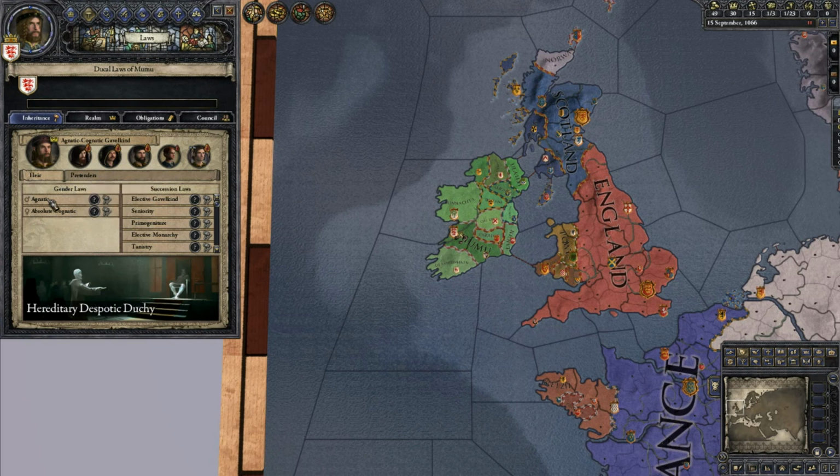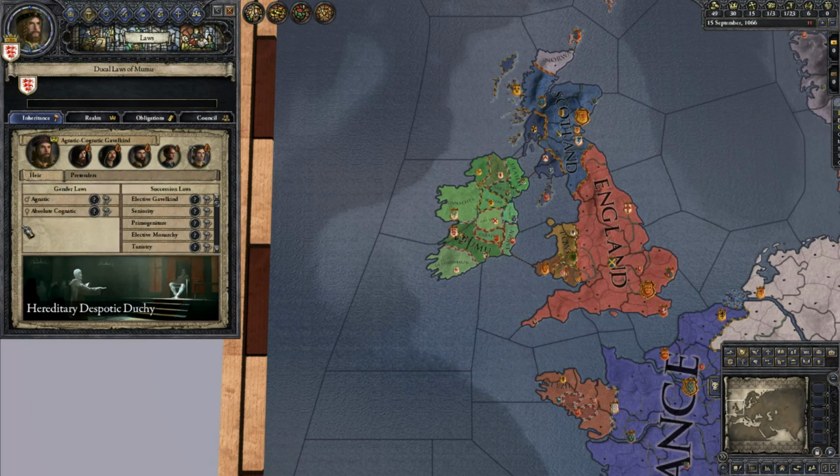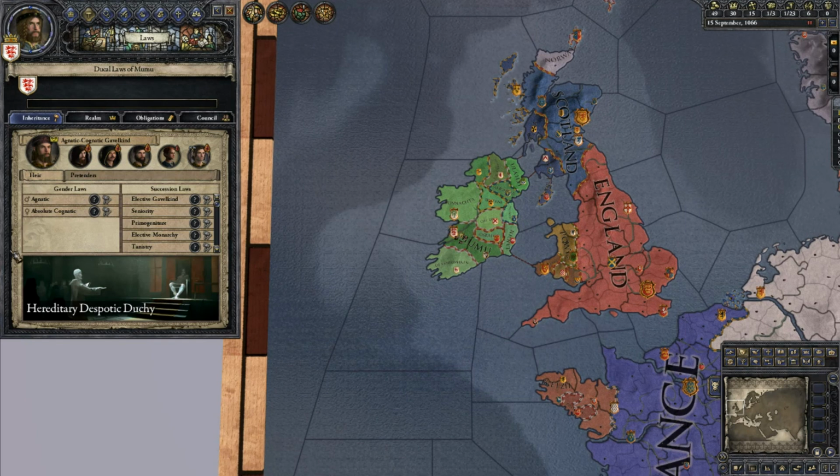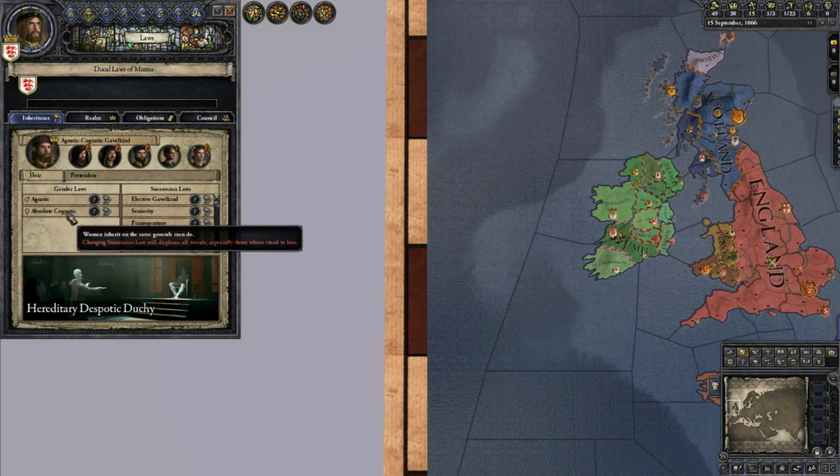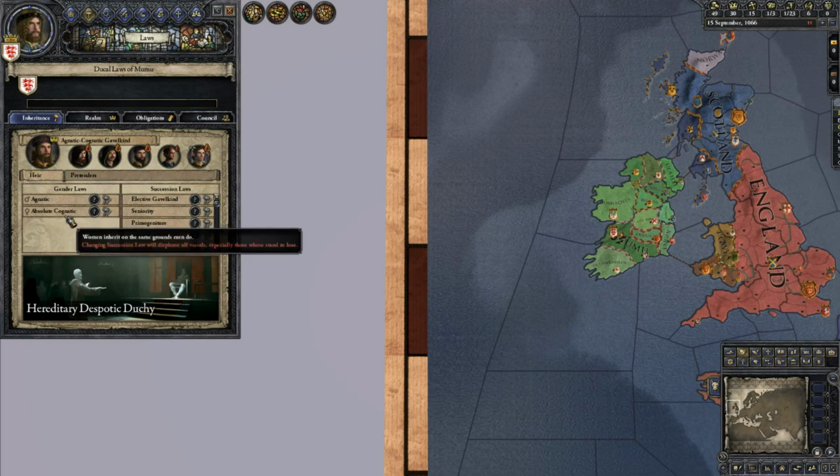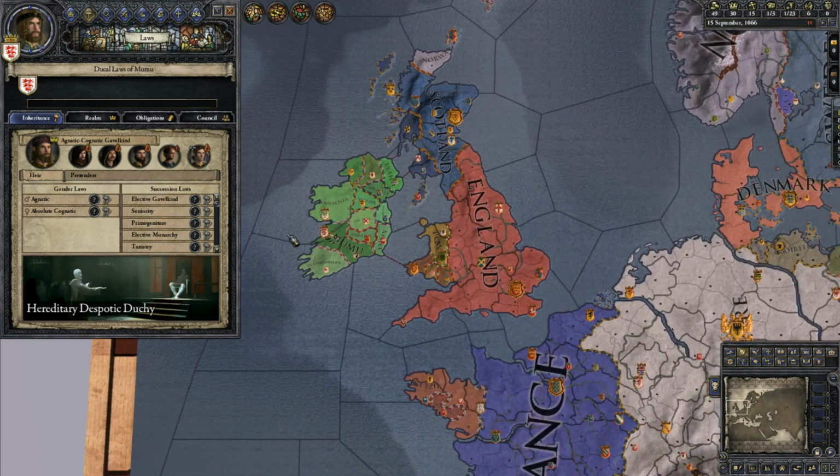What are these? Well, gender laws are. Ours are agnatic cognatic, which means men first, then women. Agnatic simply means men only. And absolute cognatic is women inherit on the same grounds men do. Theoretically, you could have a matriarchal system, but it's a little ahistorical. It didn't really happen in Europe.